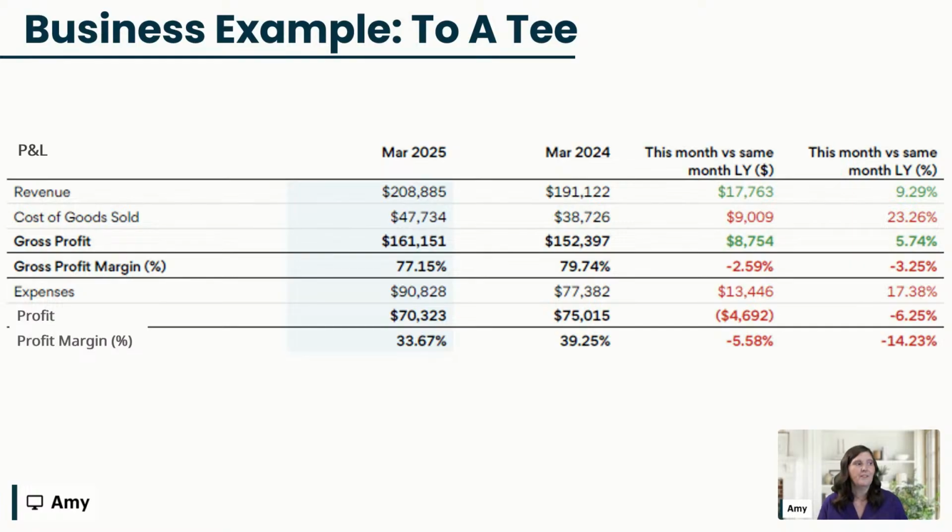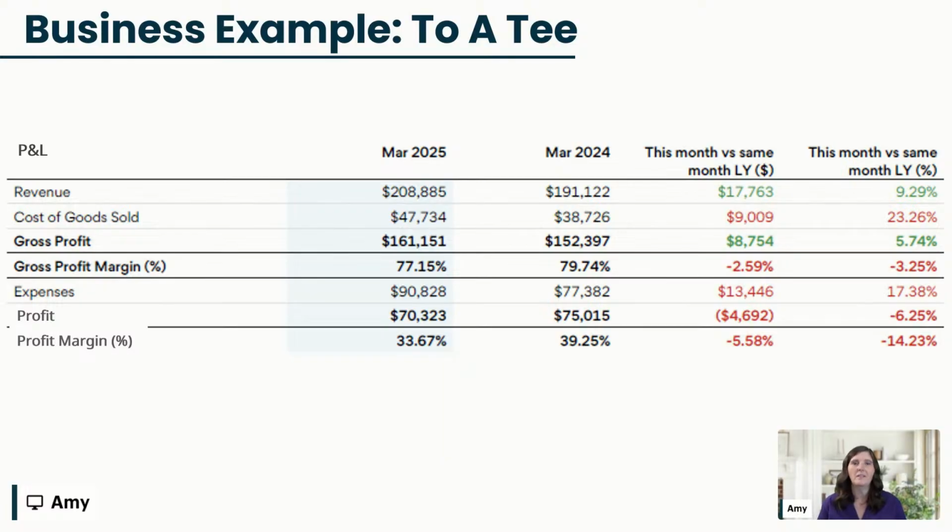And then finally, we have our profit margin. And our profit margin is simply our profit divided by our revenue. So, as I said before, probably the easiest way to think about it is that for every dollar of revenue, A T gets to keep about 34 cents. Last year, they got to keep 39 cents. So definitely they were keeping more of the money.